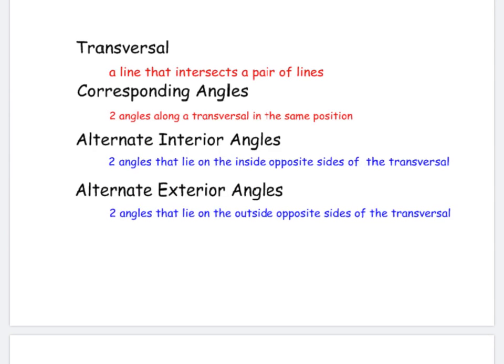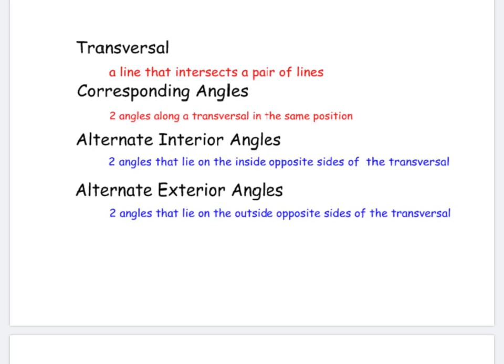Some other new vocabulary words are transversal. When we're talking about parallel lines, which the rest of these angle types focus on, we are looking at a transversal, which is a line that intersects the pair of parallel lines. And then we have three types of angles that we make using those. We have corresponding angles, which are two angles along a transversal in the same position. Alternate interior angles, which are two angles that lie on the inside, opposite sides of the transversal. And then alternate exterior angles, two angles that lie on the outside, opposite sides of the transversal.